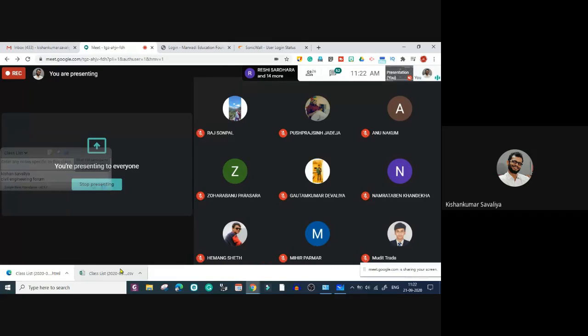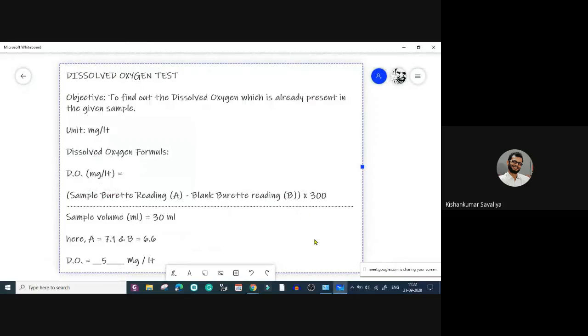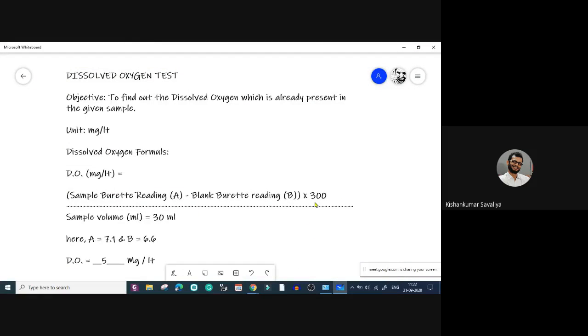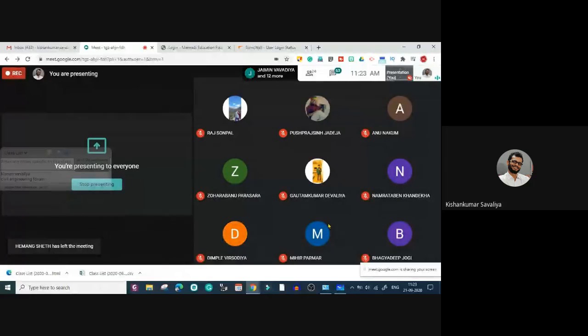Write your roll number, and take a screenshot of this for the test, okay, so that it will be easy for you. Okay, all the practicals will be performed in this way. So take a screenshot of this, and if you have any kind of doubt about the burette, pipette, conical flask, measuring cylinder, or any of the chemicals mentioned, you can ask me. Otherwise you can leave the meeting, and you need to work out the practical also. Okay.